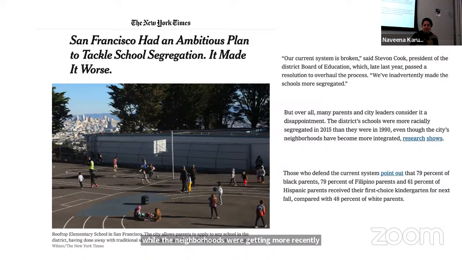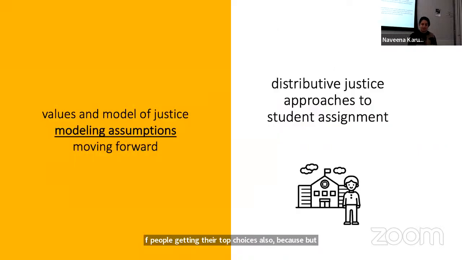But those who defended the current system pointed out that around 80% of Black parents, 80% of Filipino parents, and 61% of Hispanic parents did receive their first choice. So the goal of the system was for the most number of people to get their first choice, right? And it was especially trying to say the people who are least advantaged should doubly get their first choice. And it seemed like they were, when you compare it to white parents, only 48% of whom were getting their top choice. So that creates a dilemma, right? It looks like our goals of distributive justice were met theoretically with the system. In practice, the goal of people getting their top choice is also getting met, but it's actually making the schools way more segregated.